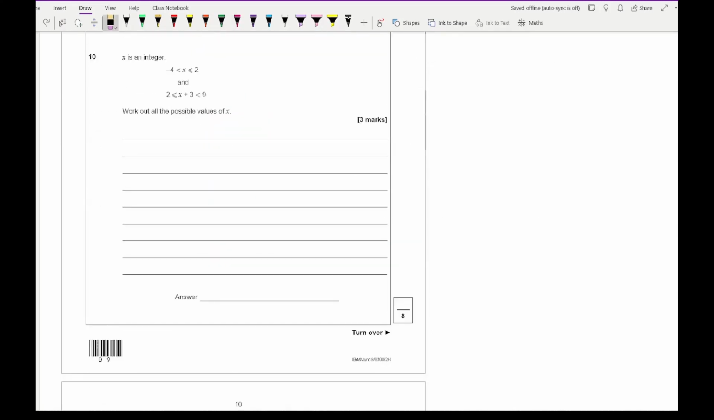So looking at question 10, it says that x is an integer, so in other words a whole number, and we've got our two inequalities. Now for this, what we need to do is establish what are the possible values of x, and then the answer is going to be the numbers that appear in both sets. So for here, if we've got minus 4 less than x less than or equal to 2, the possible values that x can equal here are minus 3, minus 2, minus 1, 0, 1 and 2.